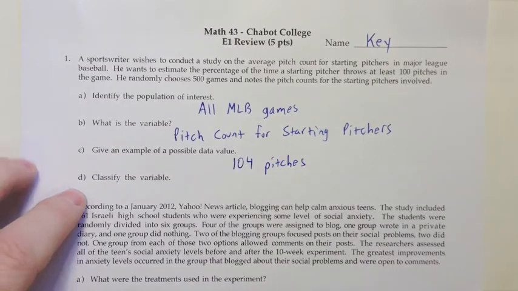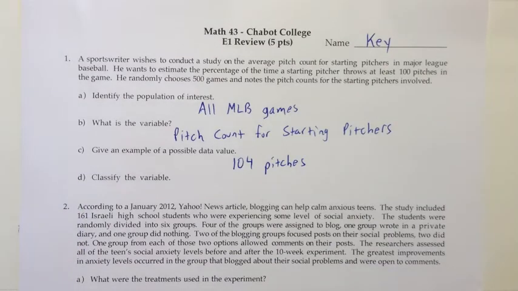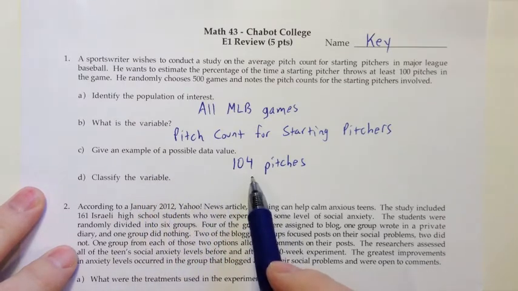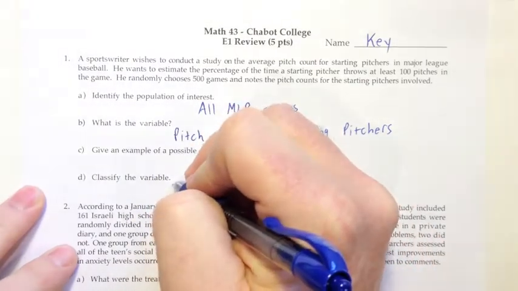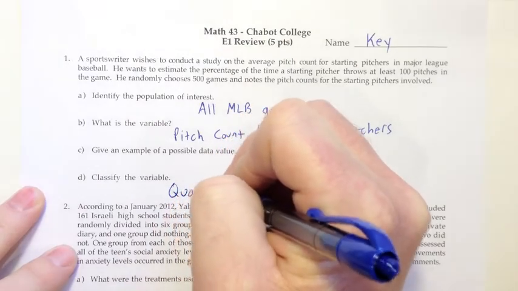And then classify the variable. So this is where we're trying to get at, is this a categorical variable or a quantitative one? And when you look at your possible data value and see that it's a number, then you know you're dealing with a quantitative variable.